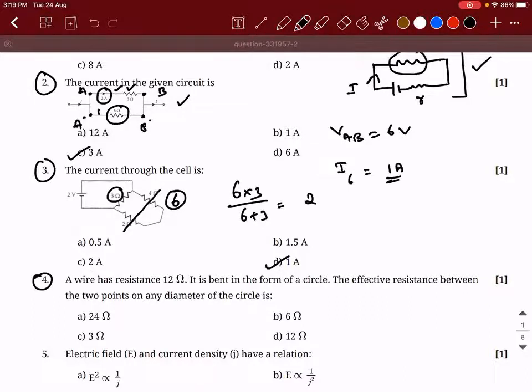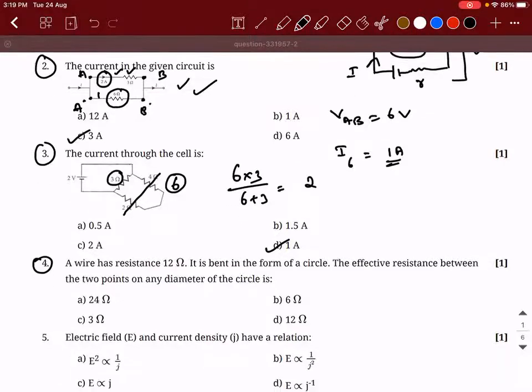Do you guys remember what is the shunt resistance we need to connect in parallel across a galvanometer to convert it to an ammeter? We do the same logic, right? So that you will find some formula. It is the same idea.